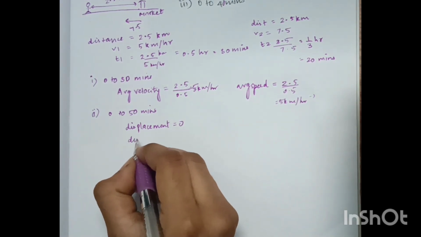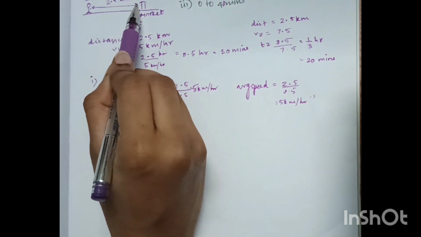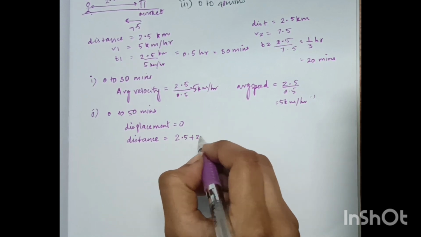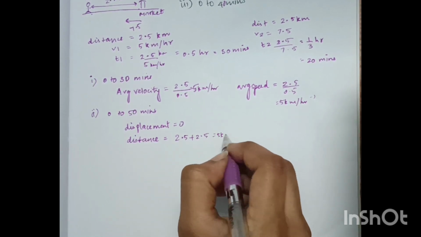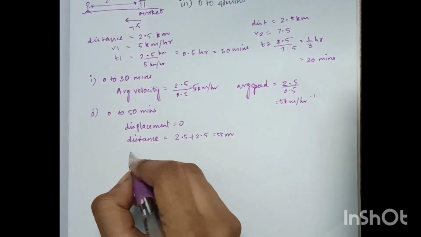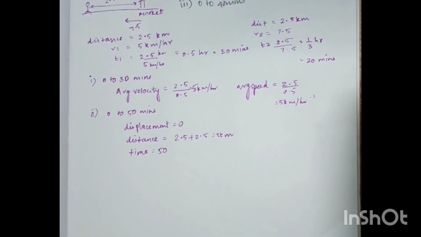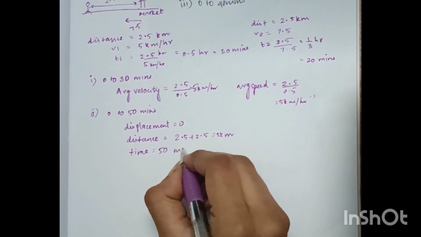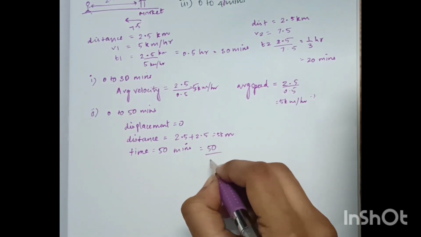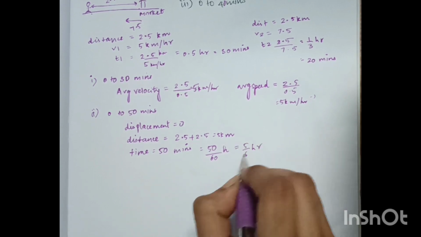But what is the distance covered? Earlier 2.5, now again 2.5. So there's 2.5 plus 2.5, 5 kilometers. Now let us take the time. What is the time taken? 50 minutes. 50 minutes meaning 50 by 60 hour. That is equal to 5 by 6 hour.